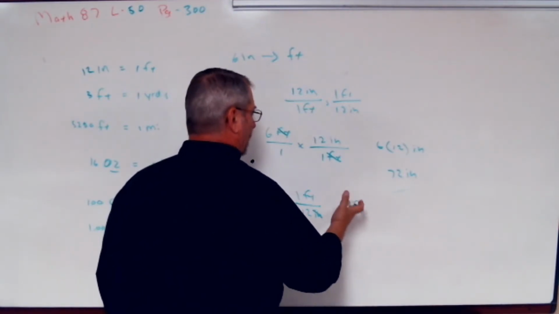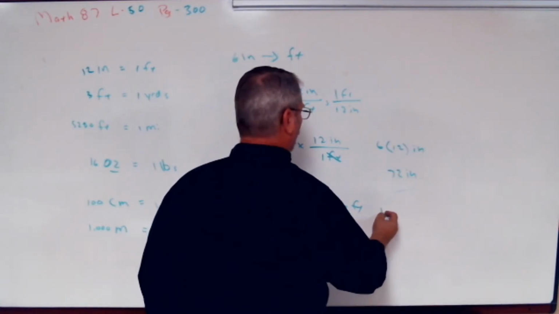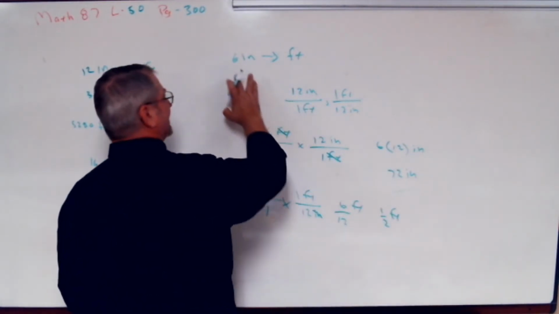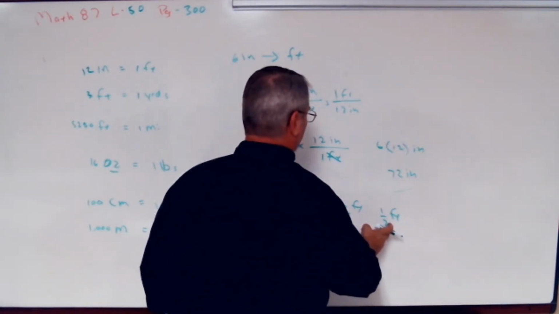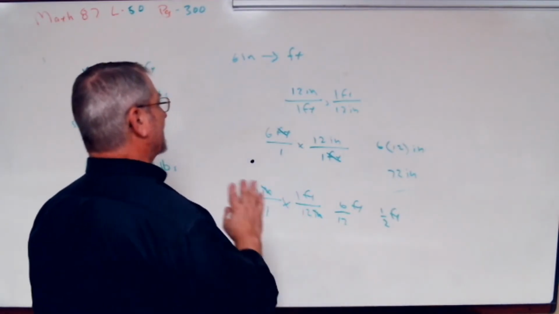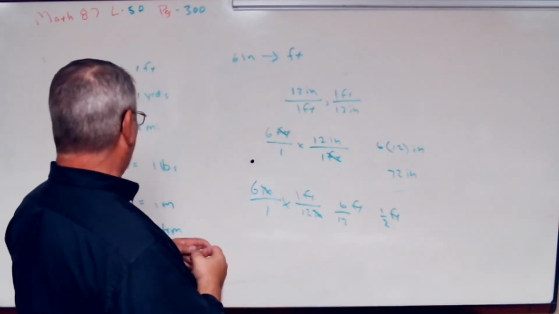Now it's okay to leave it like that, or just reduce it. You have 1/2 foot, meaning 6 inches is the same as 1/2 foot. Okay, 6 inches is 1/2 foot. When we went the other direction, 6 feet is 72 inches. Okay, see how that works?